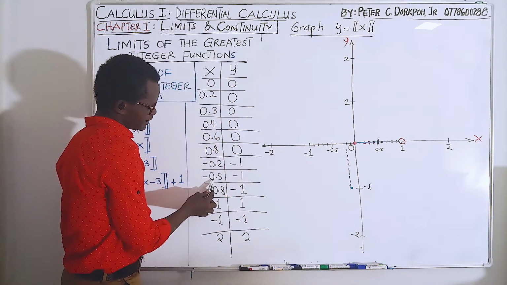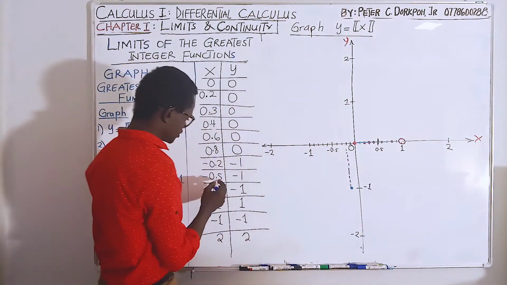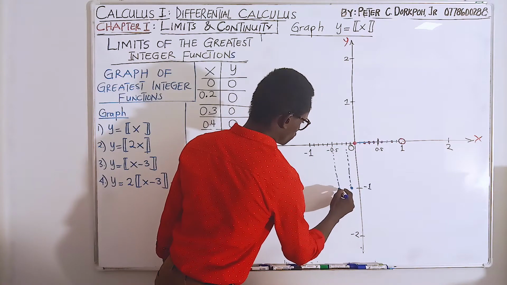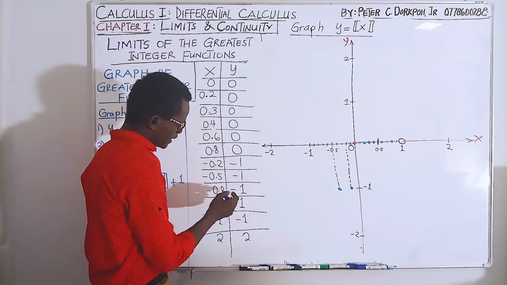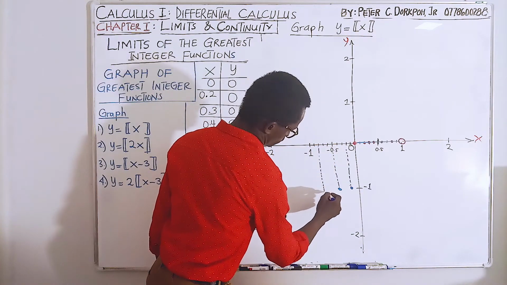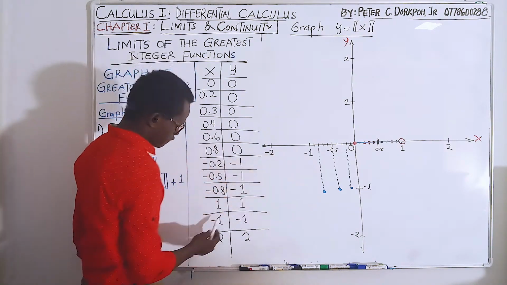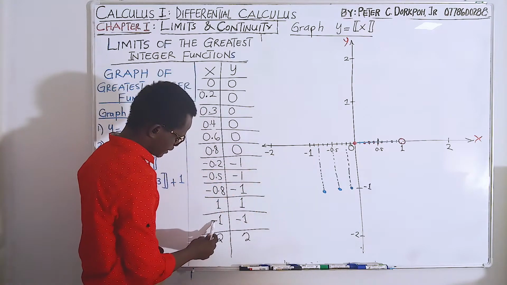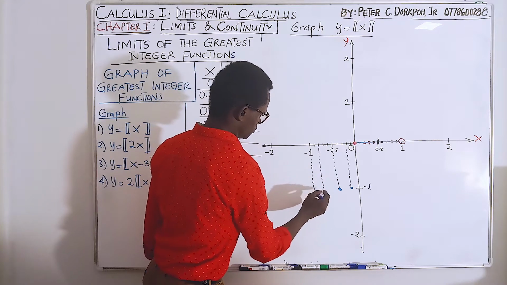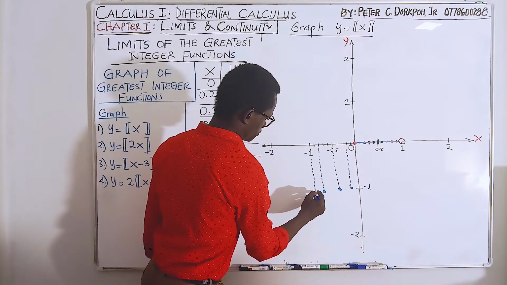When x is negative 0.5 now, y is also minus 1. When x is negative 0.8, negative 0.8 is this one. What happens to y? Y is also minus 1. So you see that? Now, when x is minus 1, y is minus 1, right?